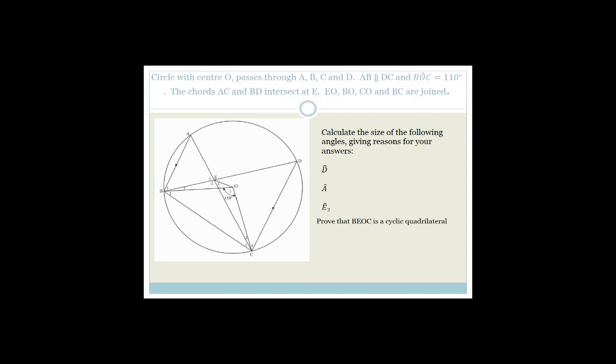Right, now it says, you've got a circle with center O. Okay, here's your O. It passes through A, B, C, and D. It tells you that AB is parallel to DC. Okay.